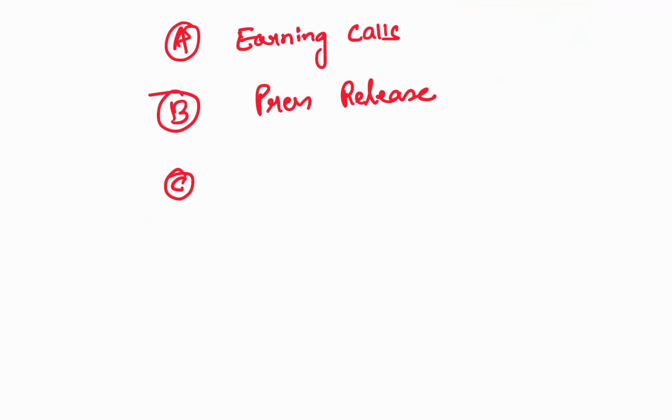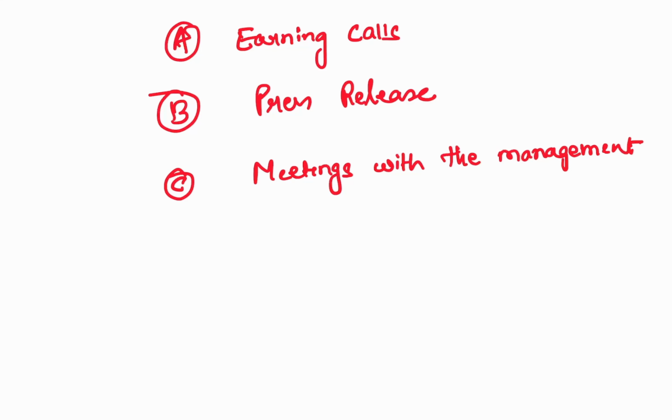Now coming to the next one, it is meeting with the management or the investor relations. Analysts often talk directly to the company officials because they have their own specific questions. So information in informal conversation can reveal some useful insights about the company because they are personally interacting with the company. Clear? So this is meetings with the management, or you can say investor relations.